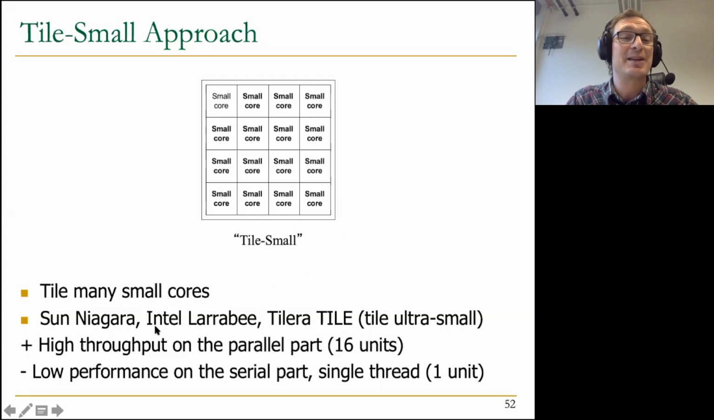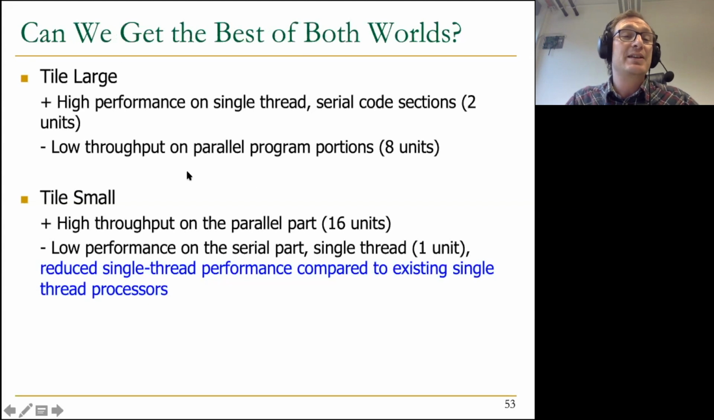Now, the tile-small approach is done by some other folks. Even Intel had some experiments with this, Larrabee, which was supposed to replace GPUs, but it didn't because of difficulties in software adaptation to Larrabee. The big advantage of tile-small is you get high throughput on the parallel part, 16 units, because you have 16 small cores here. You get low performance on the serial part, single thread: you have 1 unit. So your performance halves compared to the 2 units in the large approach. But the key question is, can we get the best of both worlds? Clearly, this is a positive, and this is a positive. Ideally, we would like to get the positives as much as possible while avoiding negatives as much as possible.